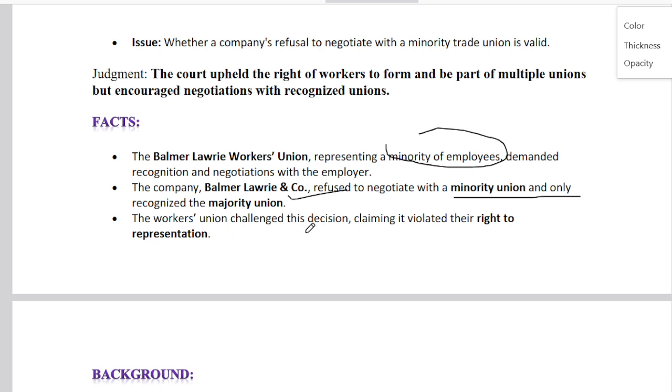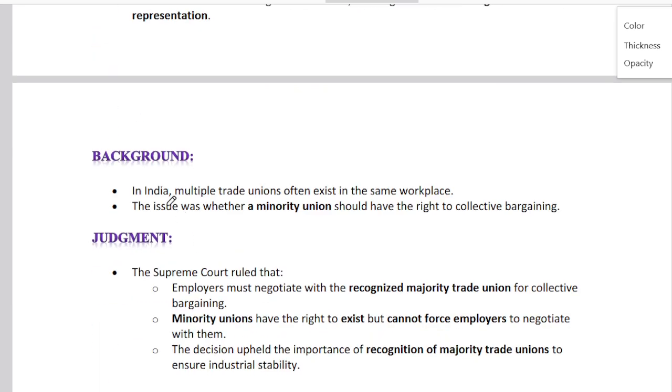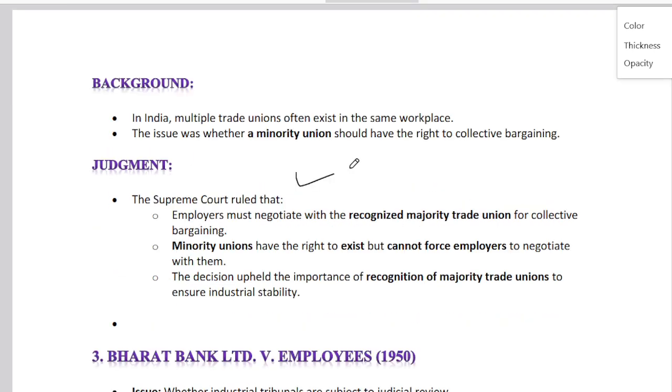The workers' union challenged their decision, claiming it violated the right to representation. In India, multiple trade unions often exist in the same workplace, and the issue is whether the minority union should have the right to collective bargaining. So what is the court's judgment?